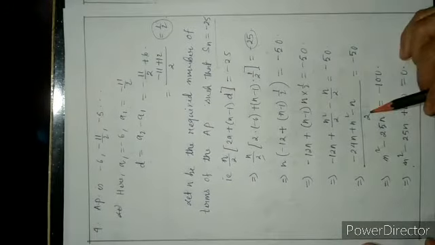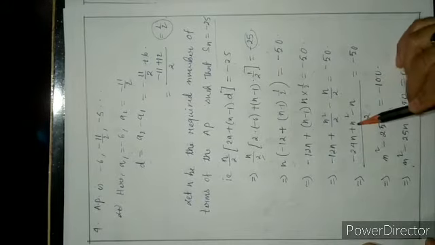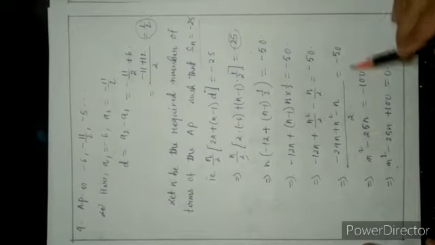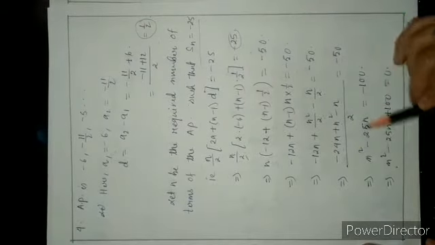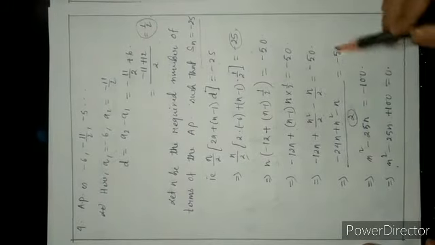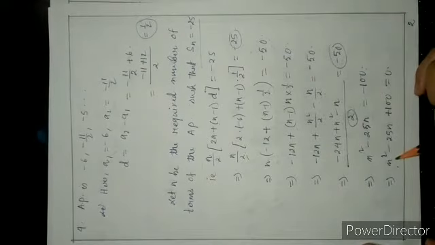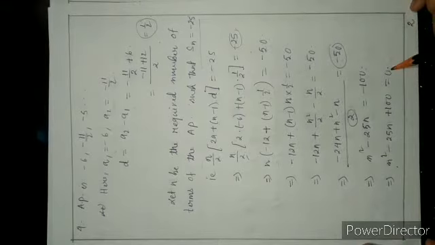Taking the LCM as 2 and multiplying, we get 24n plus n square minus n is equal to minus 50. By cross multiplication we have n square minus 24n minus n is equal to minus 25n is equal to minus 100. Transposing the minus 100, n square minus 25n plus 100 is equal to 0.